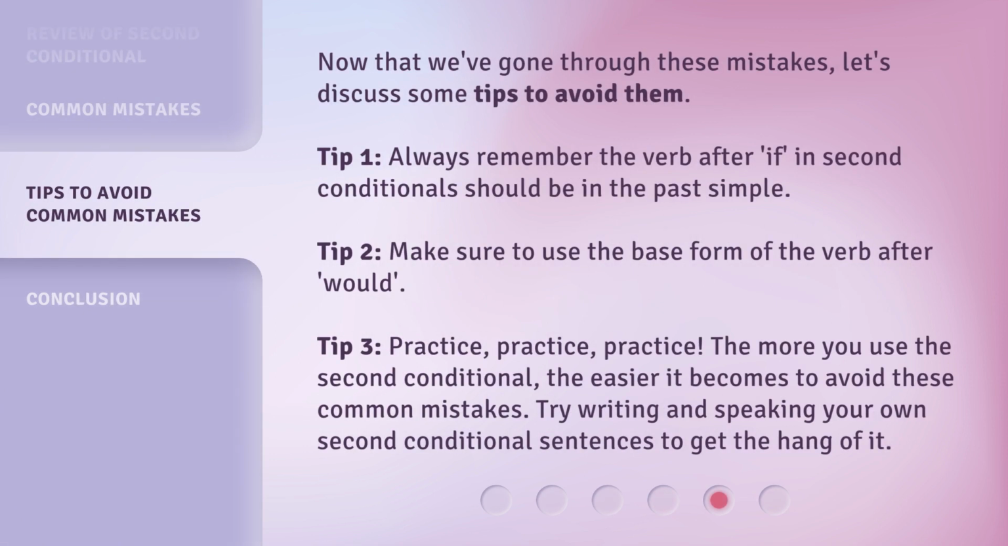Now that we've gone through these mistakes, let's discuss some tips to avoid them. Tip 1. Always remember the verb after if in second conditionals should be in the past simple. Tip 2. Make sure to use the base form of the verb after would. Tip 3. Practice, practice, practice. The more you use the second conditional, the easier it becomes to avoid these common mistakes. Try writing and speaking your own second conditional sentences to get the hang of it.